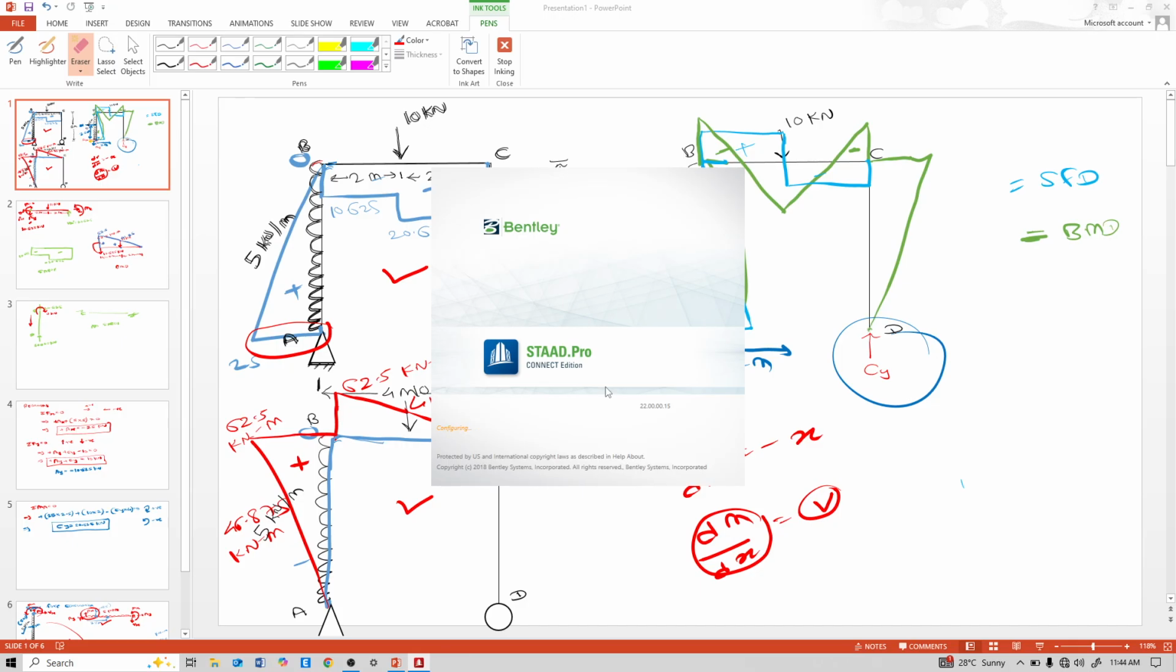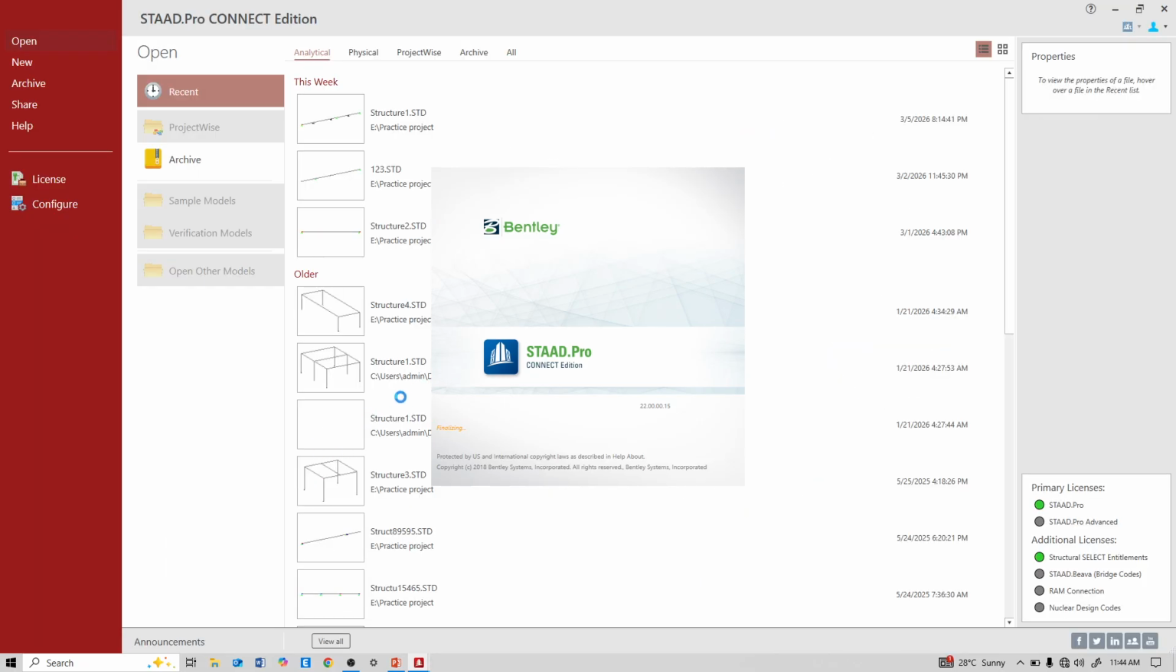In STAAD Pro, see, the STAAD Pro BMD shape is different because STAAD Pro considers positive as negative and negative as positive, because hogging moment in STAAD Pro is positive and sagging moment is negative. Our manually calculated positive means STAAD Pro negative. Our manually calculated negative moment means STAAD Pro is positive moment. So that's why STAAD Pro shows this red color BMD on the inner side of that frame.